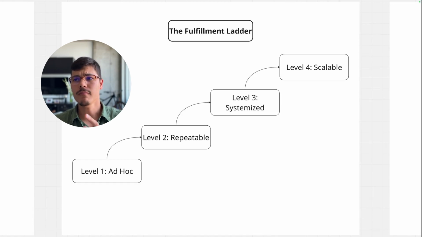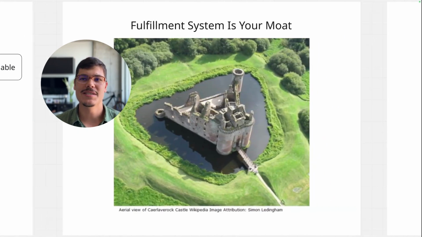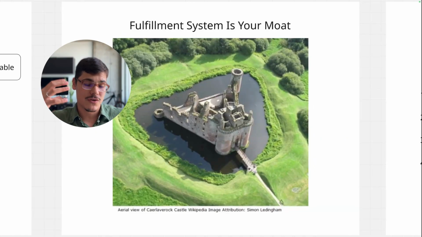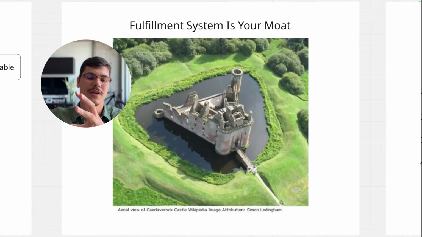All right. So as we discuss this, the next piece is now understand. So now we understand the step-by-step of how we're going to move our fulfillment operating system through these levels and get to that level 4 of scalability. Now the question is, why is a fulfillment system so important to your business?